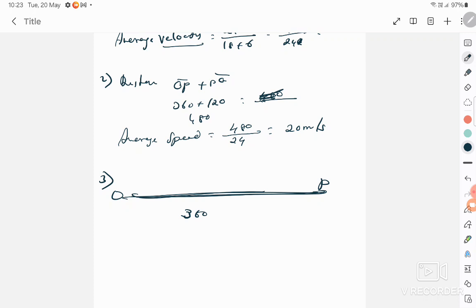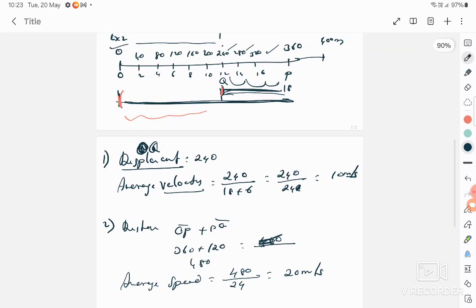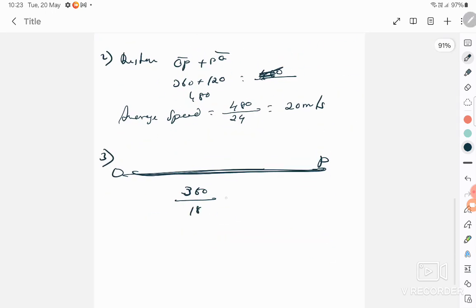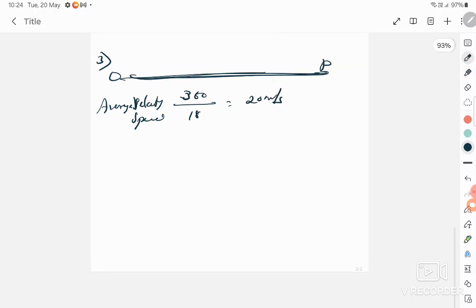In that case, it will be just 360 divided by the time taken for it to go from O to P. It's just 18 seconds. 360 by 18 will give you average speed or average velocity. Both of them will just be the same. Whether you take average velocity or average speed, both of them will be the same. Thus, you'll get the answer to be 20 meter per second. I hope you're clear with this question.